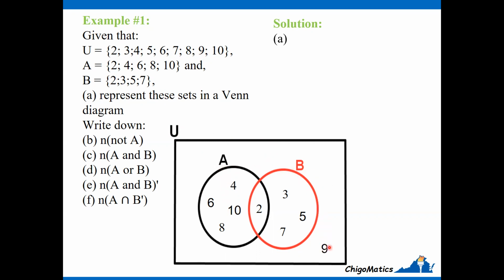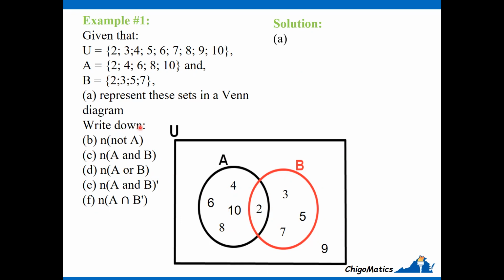So we then write the 9, which is outside the 2 sets, such that now this is the complete representation of the information in the Venn diagram. So now we go on to try to answer questions B up to F using the same Venn diagram.